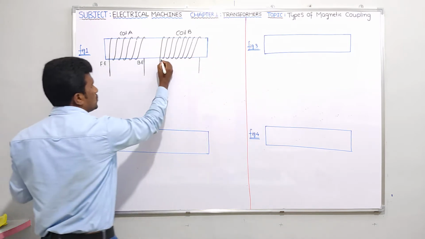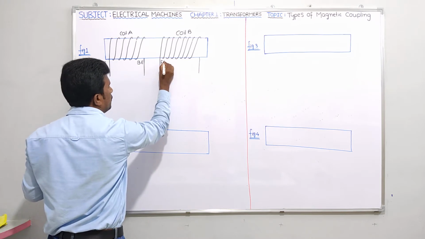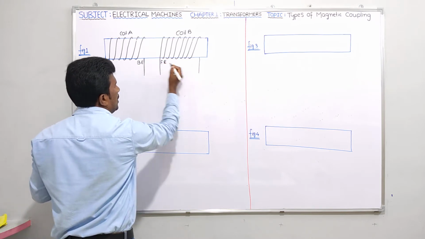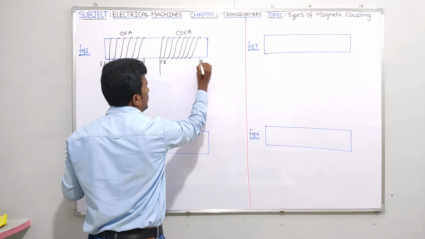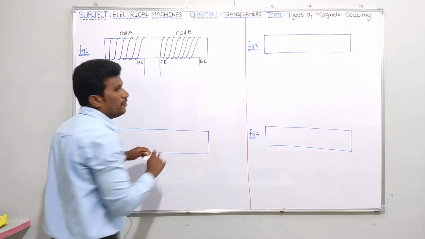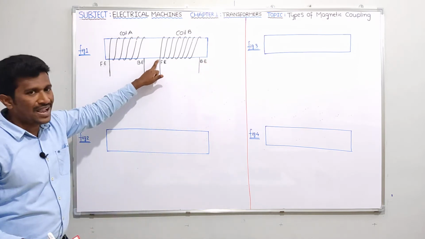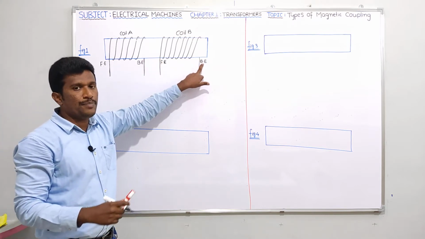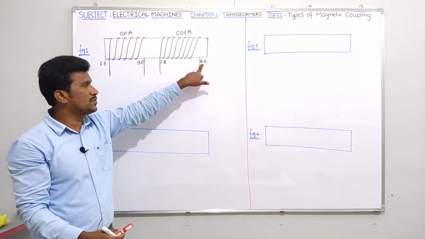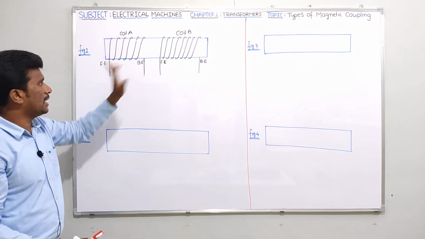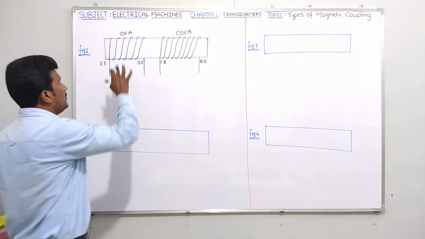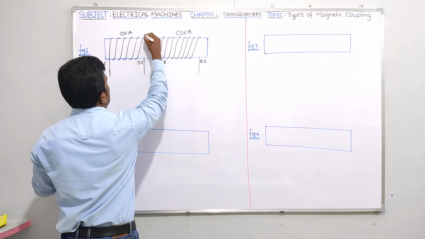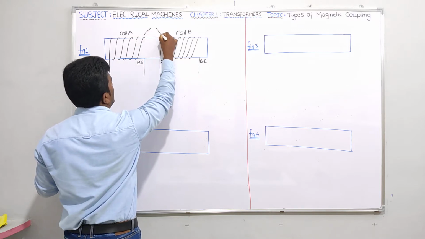Can I call this one once again the front end? Yes, obviously we can call this one the front end. And what about this end? Back end. Because the winding is going from the front side of the magnetic core, I can call this the front end. The winding is coming from the back end of the magnetic core, so I call this the back end. Here also front end, back end. Is it clear guys? And between this coil A and coil B, we will have magnetic coupling.